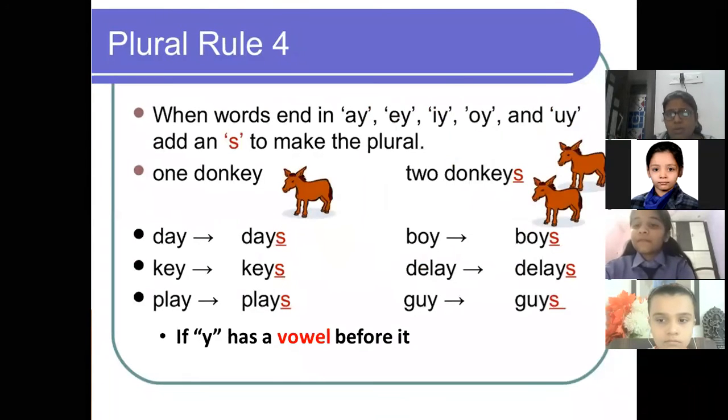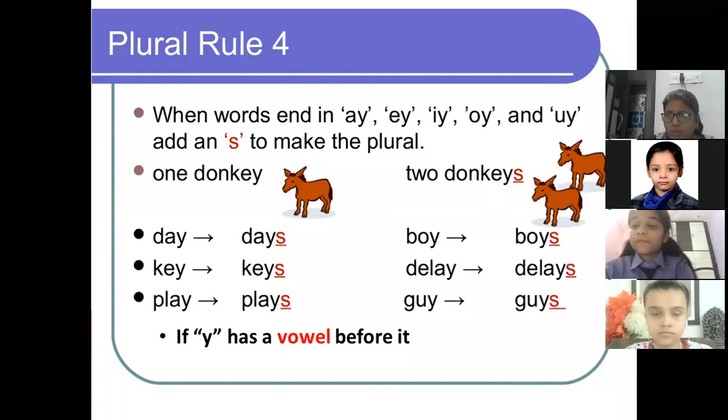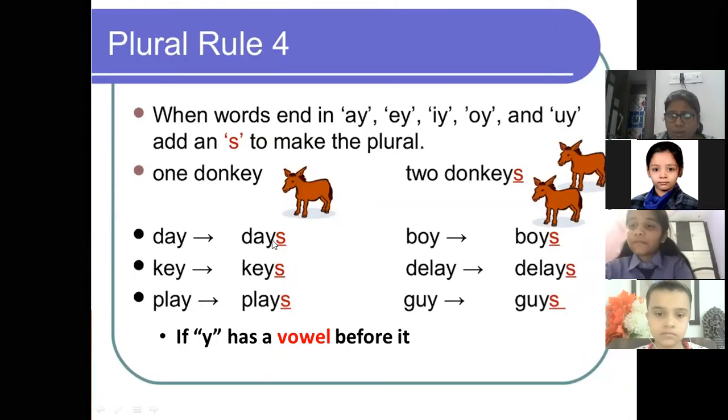Second rule, or you can say fourth rule. So for Y, there are two rules. First was with consonant. Now this is with vowel. Now here you can see everywhere in all these examples, before Y, there is a vowel. A, E, again A, O, A, U. So when a word is ending with Y and before Y there is a vowel, we are simply adding S and making it plural. You can see the examples.